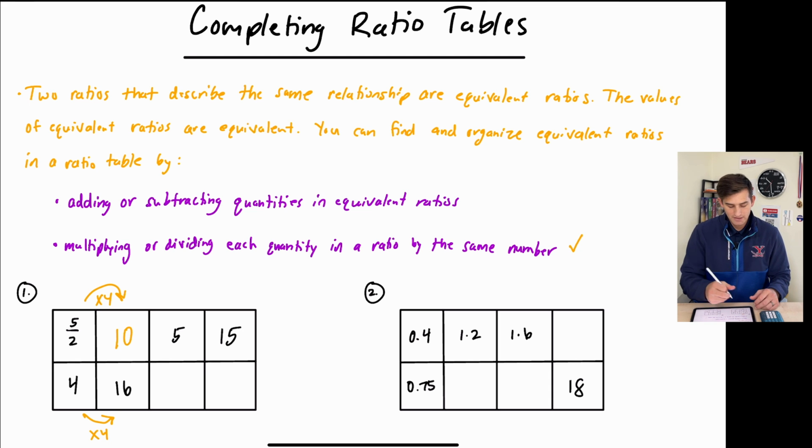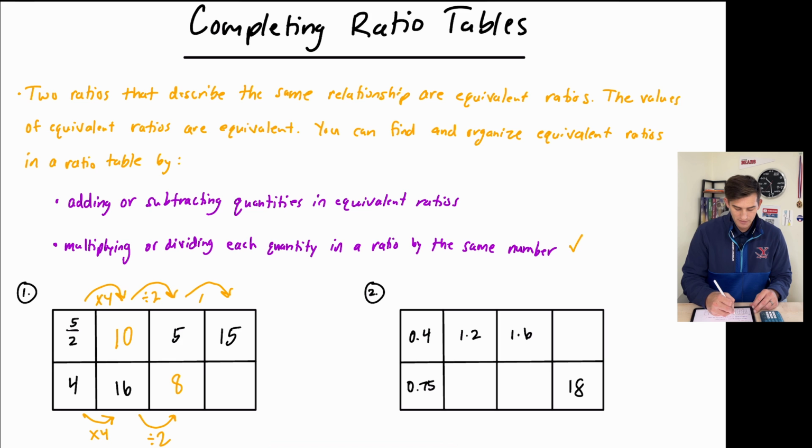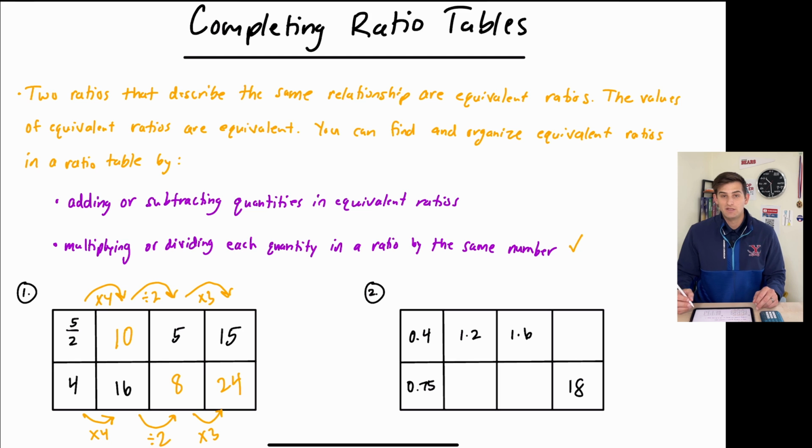Okay, now I notice that I go from 10 to 5, so that would be like dividing by 2. So now when I go from 16 to my other number over here, I want to divide by 2, and 16 divided by 2 would be 8. Now we notice from 5 to 15, we are multiplying by 3. So from 8 to my last missing number, we want to multiply by 3, and 8 times 3 would be 24. So that's how we can complete the ratio table for number one.